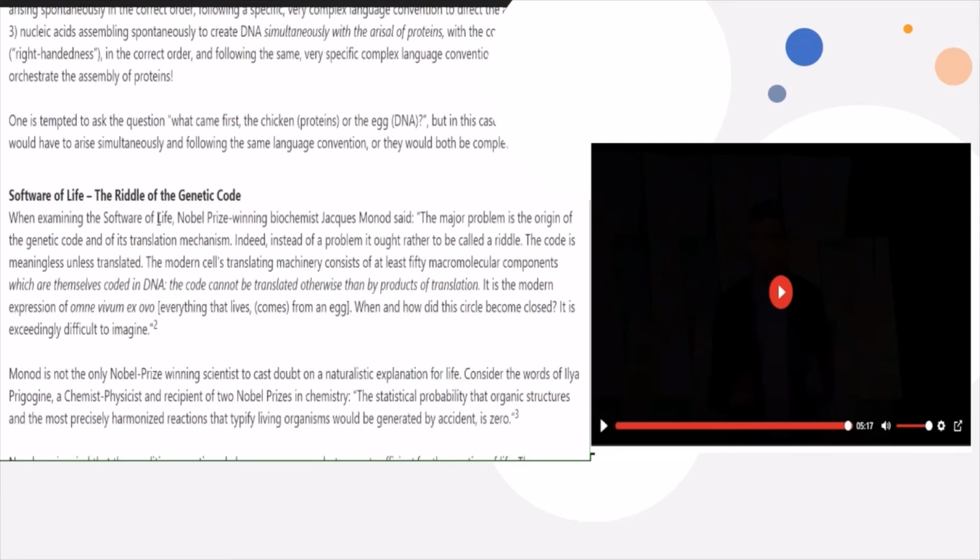When examining the software of life, Nobel Prize winning biochemist Jacques Monod said the major problem is the origin of the genetic code and of its translation mechanism. Indeed, instead of a problem, it ought rather to be called a riddle. The code is meaningless unless translated. The modern cell's translating machinery consists of at least 50 macromolecule components, which are themselves coded in DNA. The code cannot be translated otherwise than by products of translation.